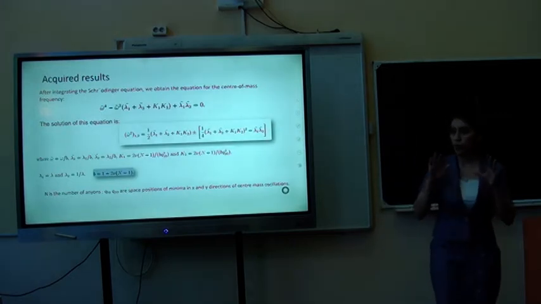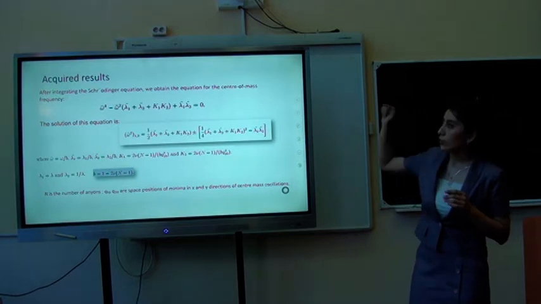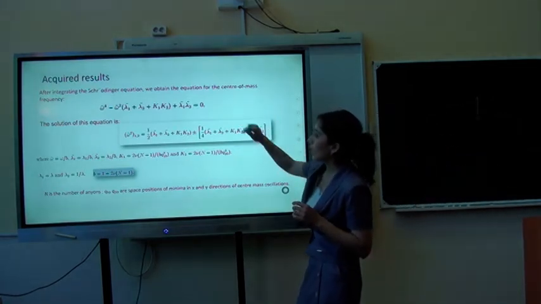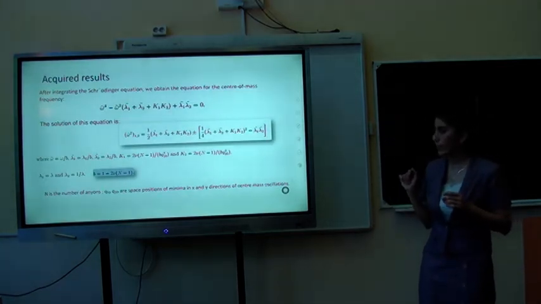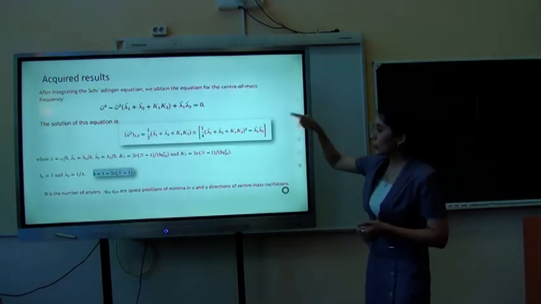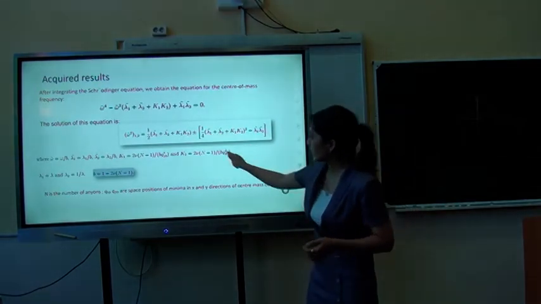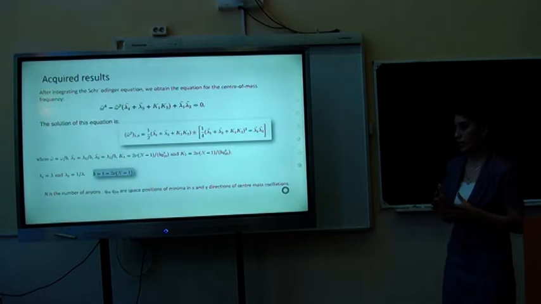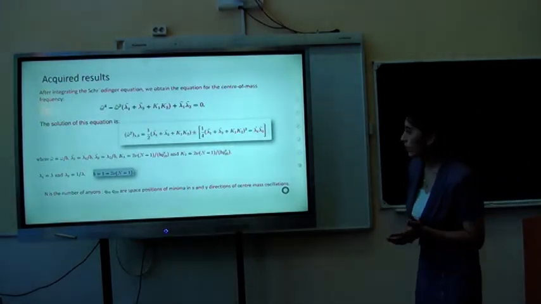I omitted all the calculations because they are very overwhelming and long. So, acquired results: we have acquired the equation of motion for the center of mass mode frequency, and the solution of this equation is here. Here are some notations we utilize to simplify our equation.